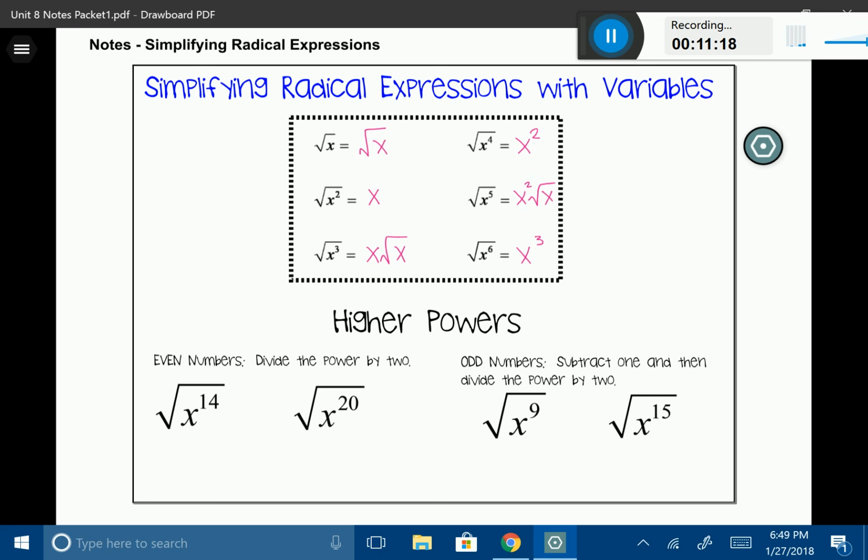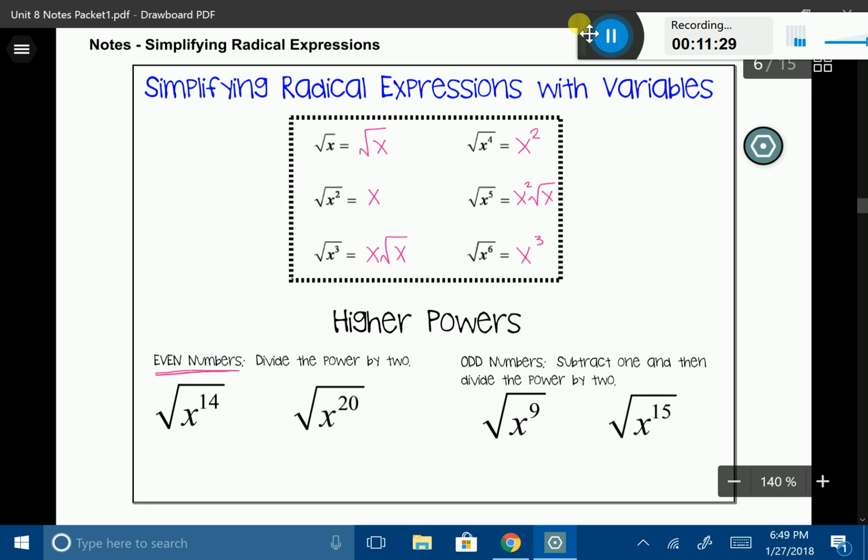And that leads us to the idea of higher powers. What happens when you have something like x to the 20th or x to the 9th? Well, if you notice from the box here, we have a pattern going on. First of all, let's look at even numbers. Even numbers have higher powers. What you're going to do is you're going to divide the power by 2.